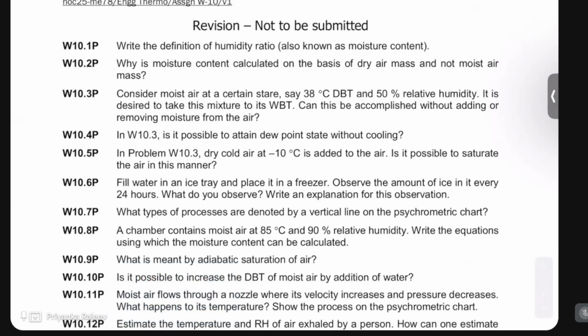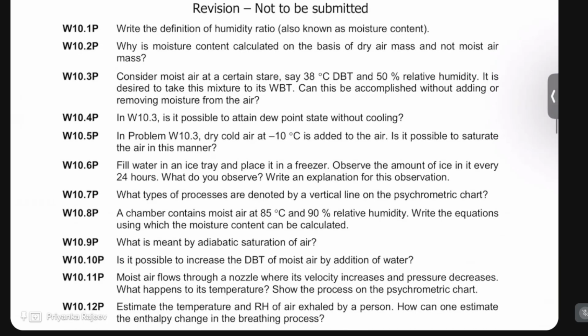Good evening. Welcome to lecture 11 of Thermodynamics course by NPTEL. So, this week we will be solving revision questions and assignment questions from week 10. So, we'll start with the first question.